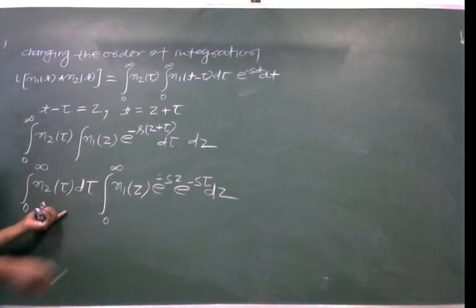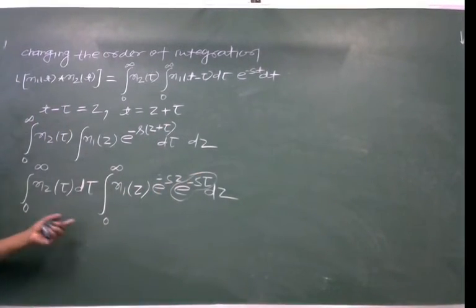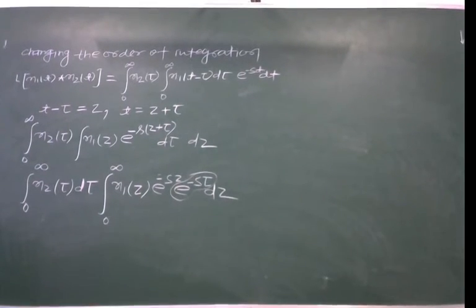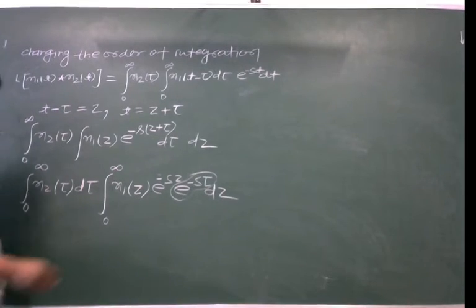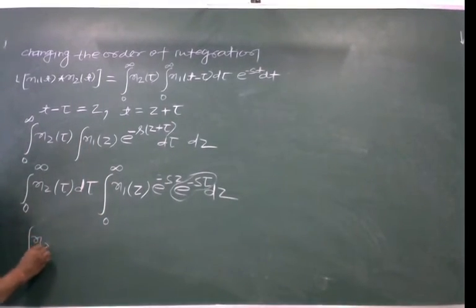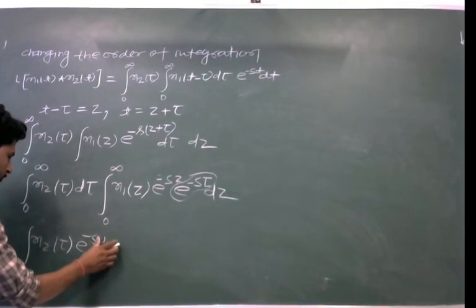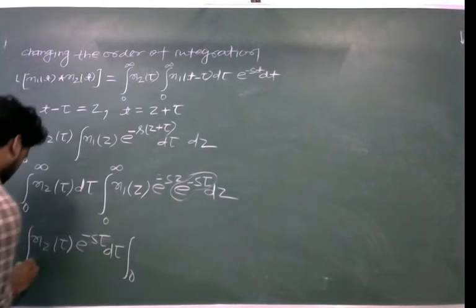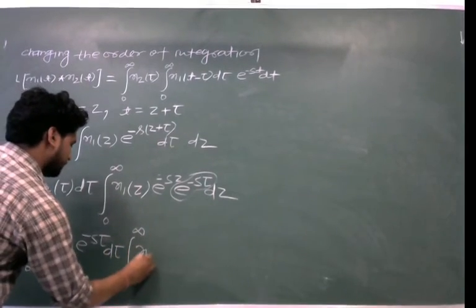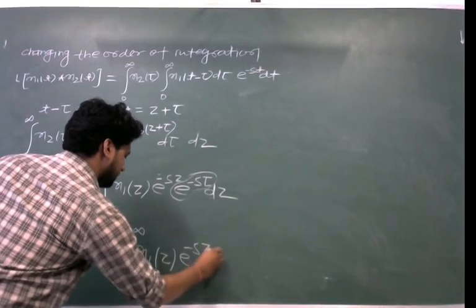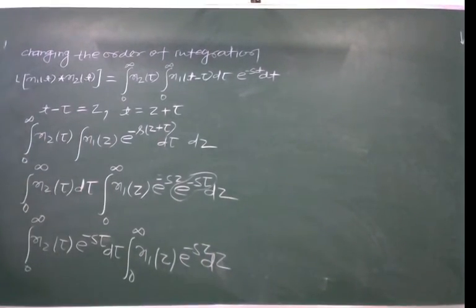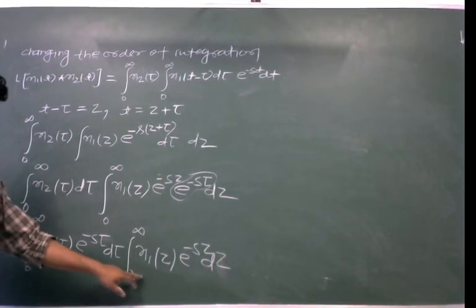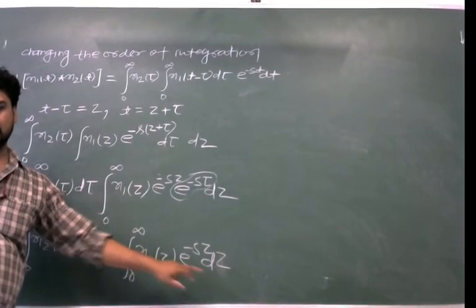I will rearrange this: I will put this e power minus s tau with x2 of tau. Now this will be equal to the integration from 0 to infinity of x2(tau) e power minus s tau d tau, into the integration from 0 to infinity of x1(z) e power minus sz dz. This is the integration from 0 to infinity of x2(tau) e power minus s tau d tau, into the limit from 0 to infinity of x1(z) e power minus sz dz.